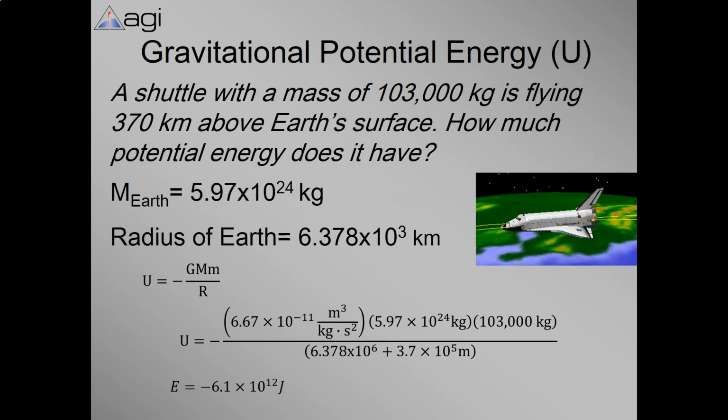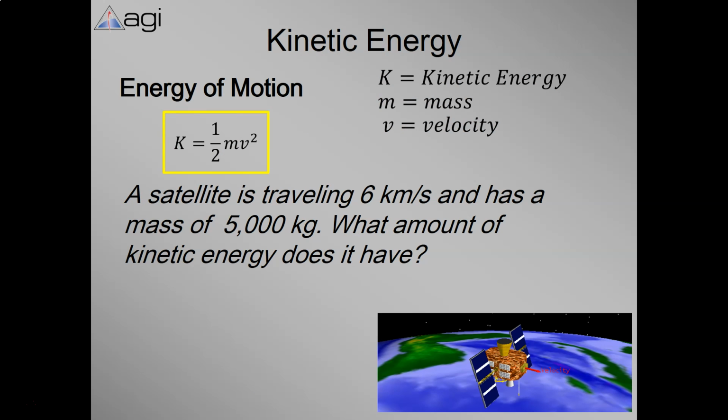This leaves us with some energy, negative 6.1 times 10 to the 12 joules. All right, this is the potential energy of the orbiter as it goes around the Earth using these values that we know. Let's look at the kinetic energy. Kinetic energy's equation is 1/2 m times v squared. That's the mass times the velocity squared over 2.